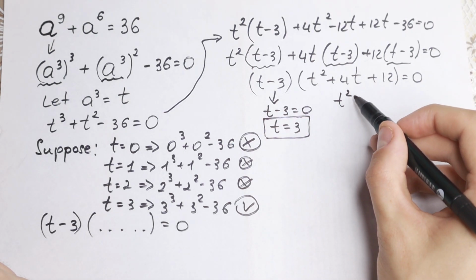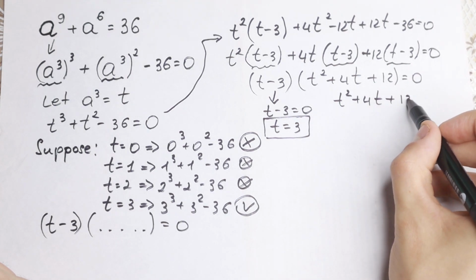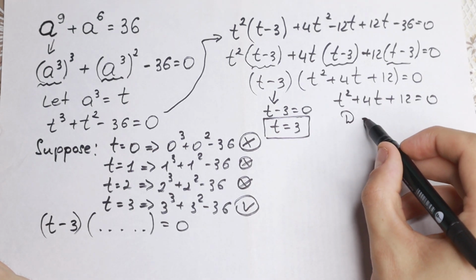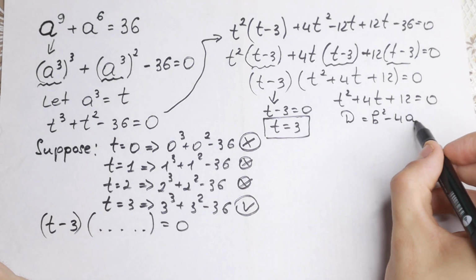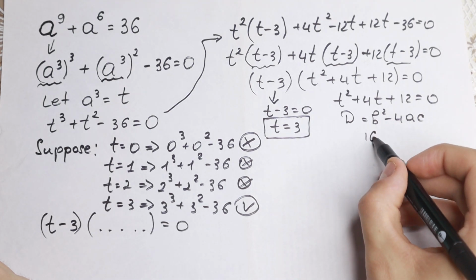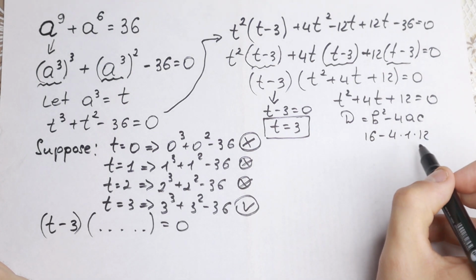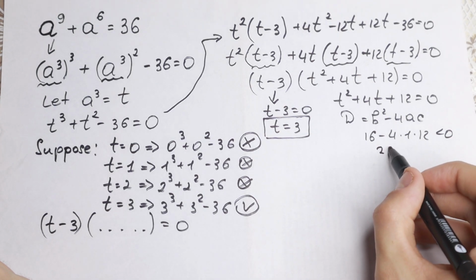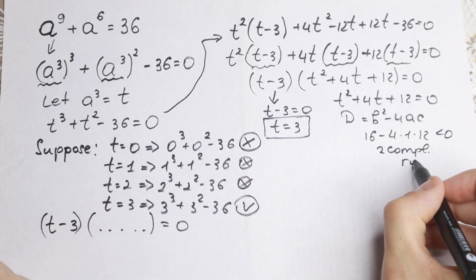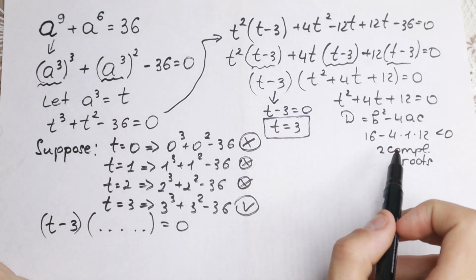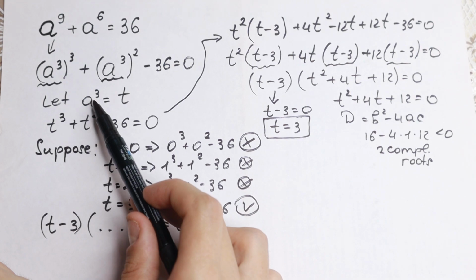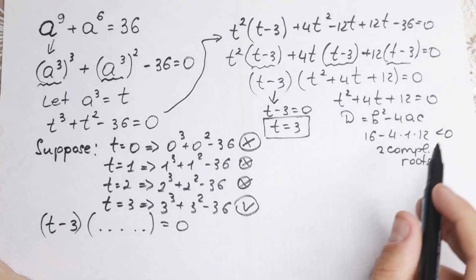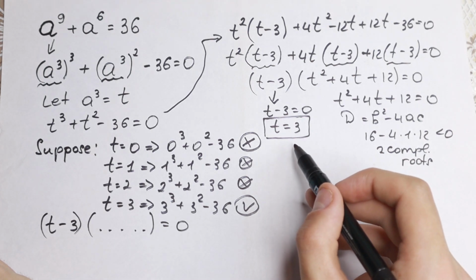And this parenthesis, t squared plus 4t plus 12 equal to 0. I want to start with the discriminant, because I feel like it will be negative. We have b squared minus 4ac. If we plug in all of these elements, we have 16 minus 4 times 1 times 12. So it looks like it's negative. So right here we have two complex roots, but these roots are for our t, so you need to plug in these two complex roots to find your general roots. But we aren't interested in complex roots. Let's go to our real roots.